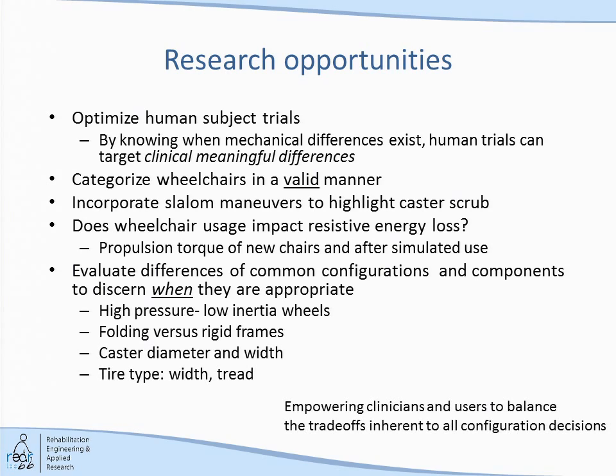We can evaluate different configurations and not tell you if a difference exists. We can empower you with the decision of when the difference exists. Then the user can make the decision to say, I do need these Spinergy wheels because they give me performance under this context of use. Or, I really don't need them because I'm never going to gain that benefit. We don't know that now, right?